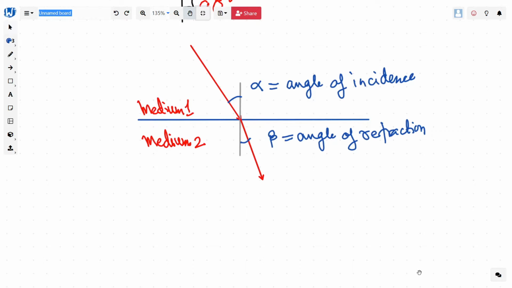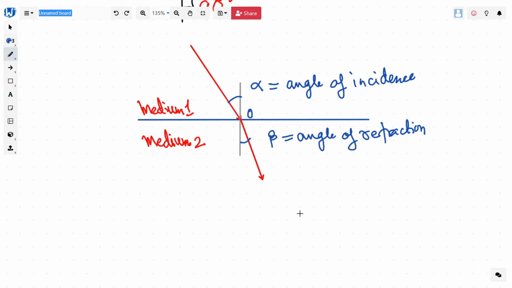Now let's switch our focus to refraction. Here we have medium 1 and medium 2, and this is the interface between the medium. This is a ray which is coming from here and meeting here at point O, which is the point of incidence, and getting refracted like this. Let's say it is coming at an angle alpha, which is the angle of incidence, and let's define after refraction it is going at angle beta from the normal, called the angle of refraction.